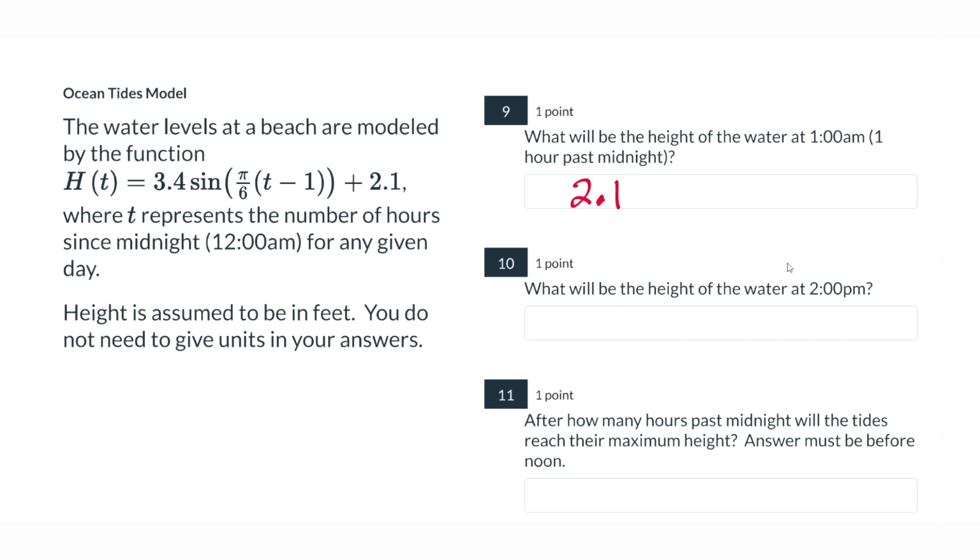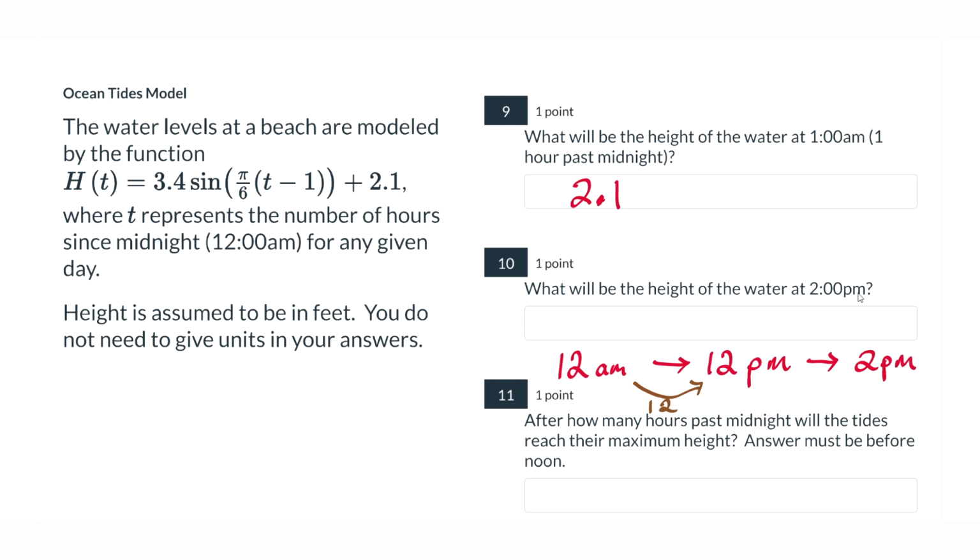All right, what would be the height of the water at 2 p.m.? Okay, so think about this. We're trying to figure out what t equals going from 12 a.m. to 2 p.m. To help you make sense of this, if you're not very good at time, let me break this up into easier chunks. If I said how many hours pass from 12 a.m. to 12 p.m., right? Midnight to noon, that is 12 hours, right? And then you just add another 2 hours to get to 2 p.m.